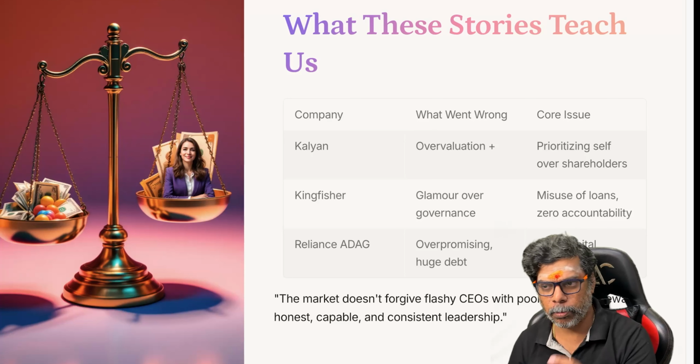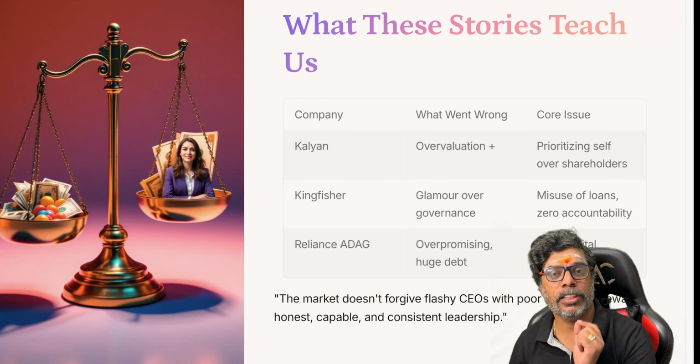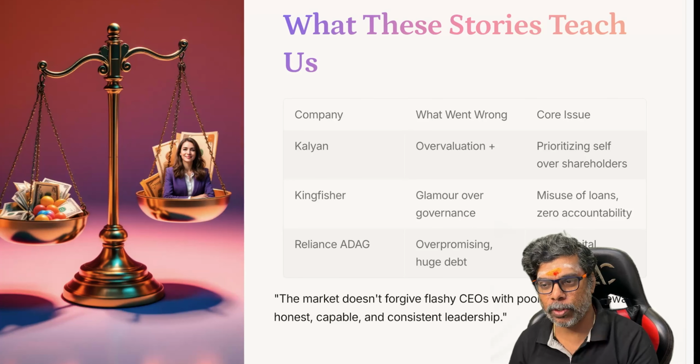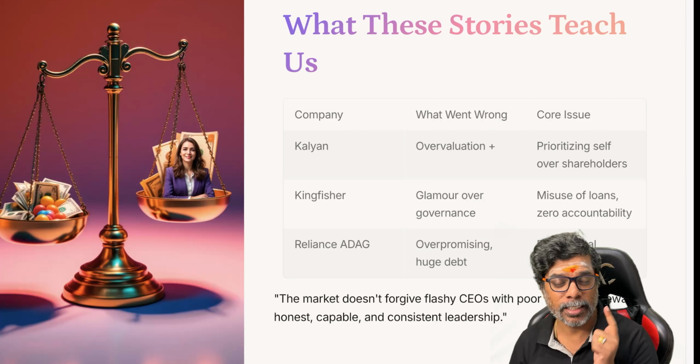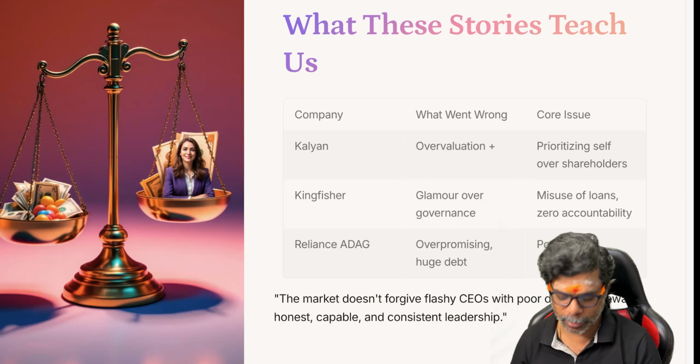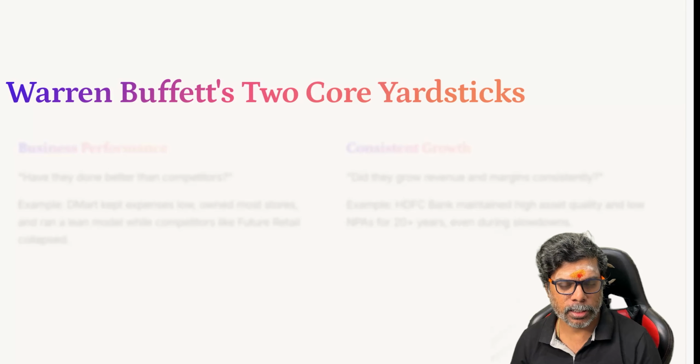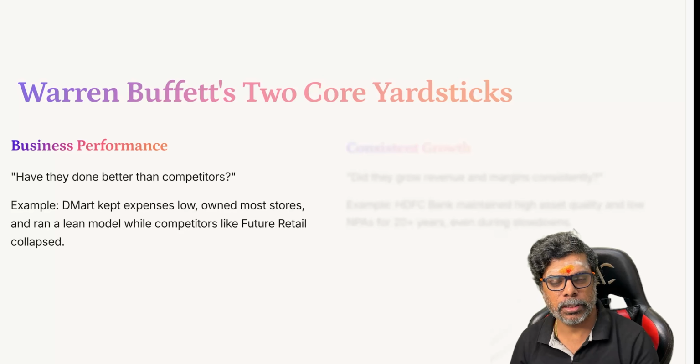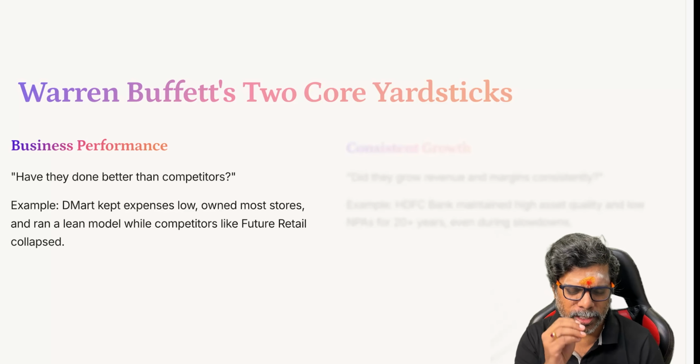So this is the thing. The market doesn't forgive flashy CEOs with poor delivery. It rewards honest, capable, and consistent leadership. This is the point you have to write in your memory, right? Two yardsticks Buffett used for measuring this. First thing is business performance. Have they done better than competitors? First thing, very, very simple thing.